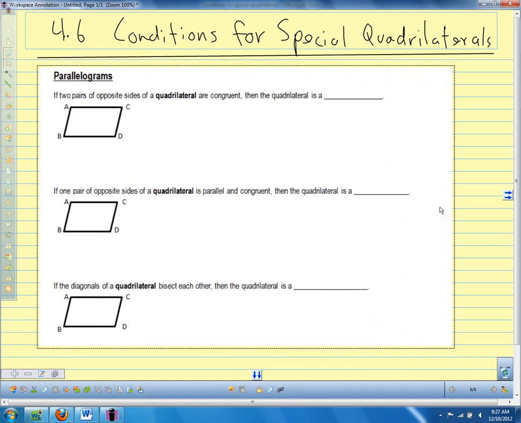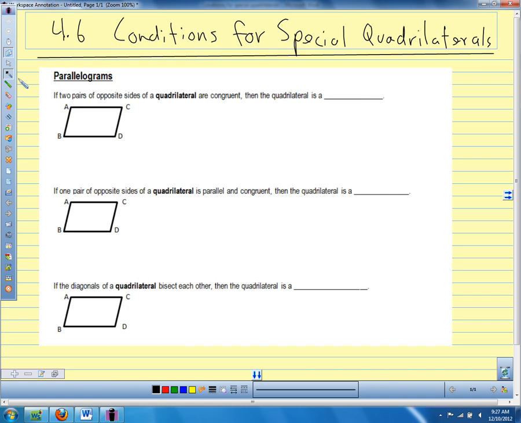So again, what we're doing here is on these first ones, we're going to start out with a quadrilateral. All we know is that we have some quadrilateral. If we know some additional information, we'll be able to figure out that that quadrilateral is a parallelogram. So that's what these first three are all about. So the first one: if two pairs of opposite sides of a quadrilateral are congruent, then the quadrilateral is a parallelogram.